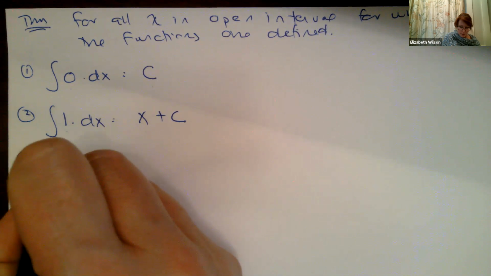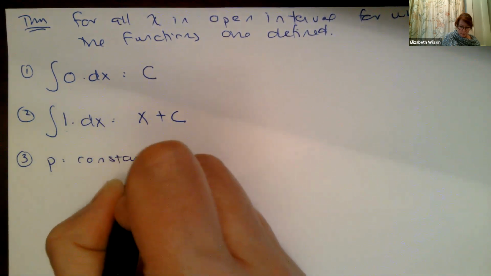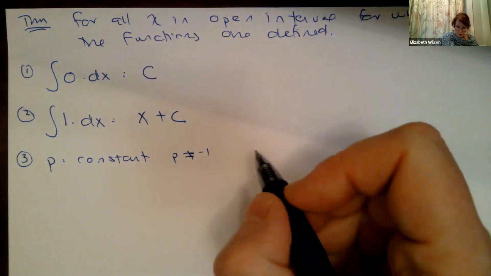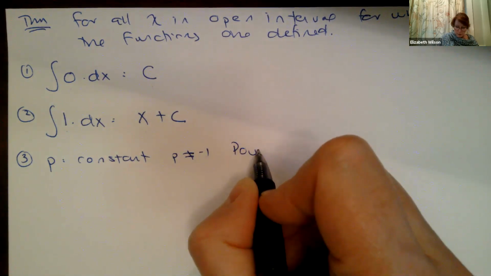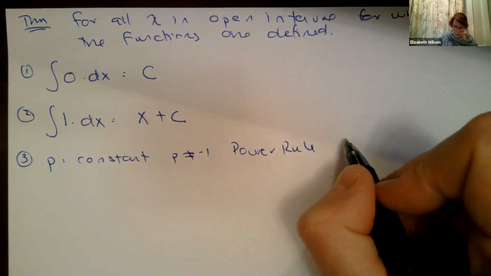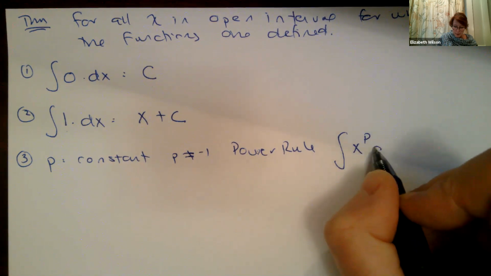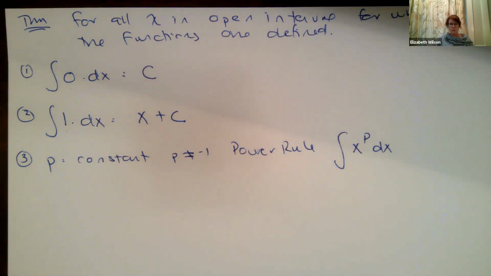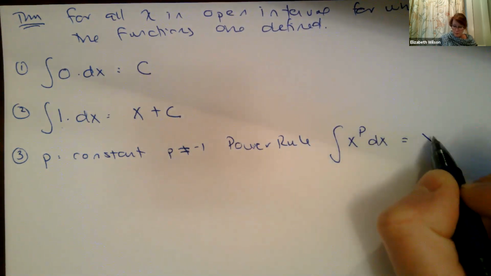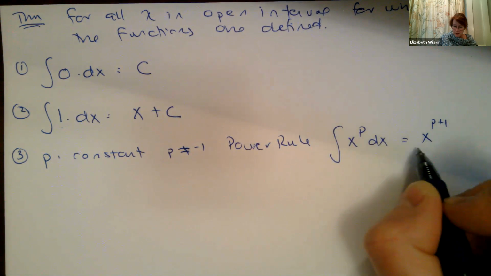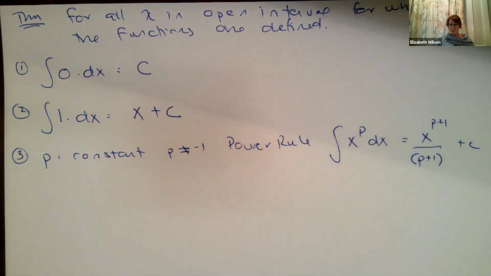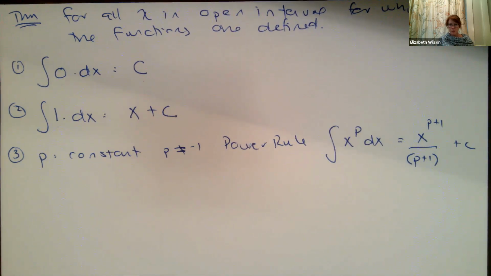Okay, so p is a constant. We're going to say p is not equal to minus 1. We're going to talk about when p is equal to minus 1 in a minute. This is our power rule for integrals. What this means is I'm going to integrate x to the p dx. p is just a number, 2 or 5 or whatever. My power rule says I increase my exponent by 1, I divide by my new exponent, and then don't forget your plus c. Power rule for integration.